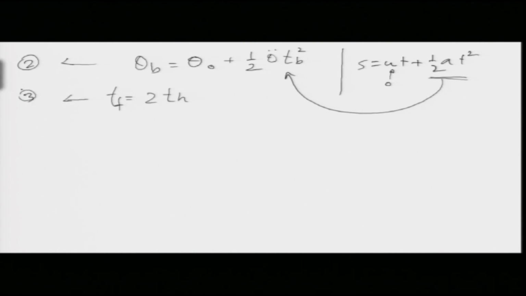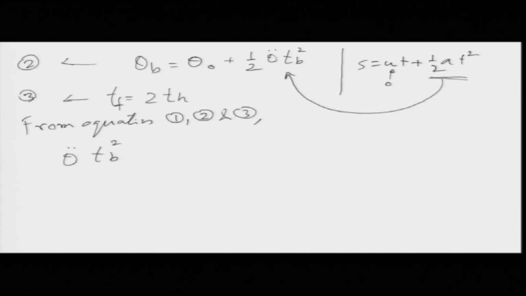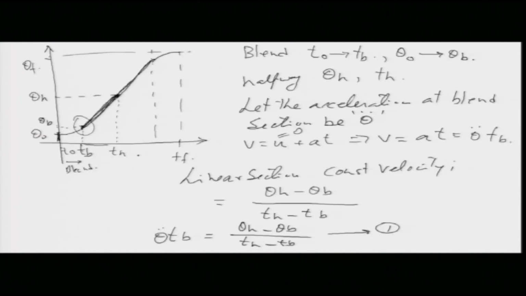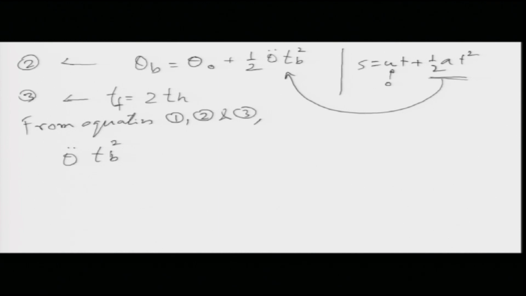Now, if I combine equations 1, 2 and 3, if I combine all of them, what we do get is this final equation: theta double dot T b squared, minus theta double dot T f times T b, plus theta f minus theta naught is equal to 0.